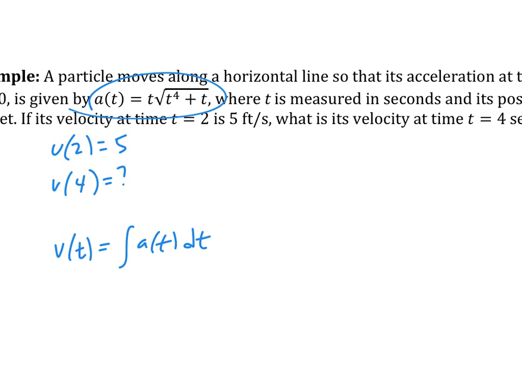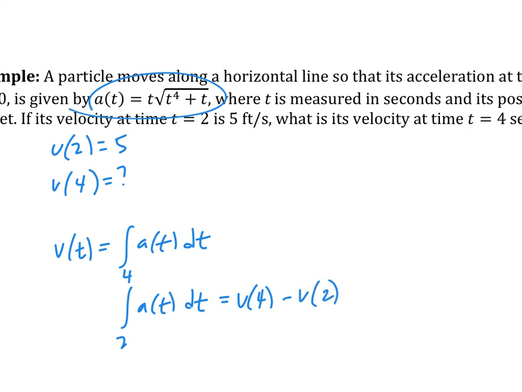Now we're going to utilize FTC part 1. If I have an integral of a of t dt, and let's look at the time that's given: we're given time at 2, we want to find time at 4, so let's say from 2 to 4. FTC part 1 says, if you integrate like that, what is it equal to? The big F of a. So what is the antiderivative of a? v. So v of 4 minus v of 2.